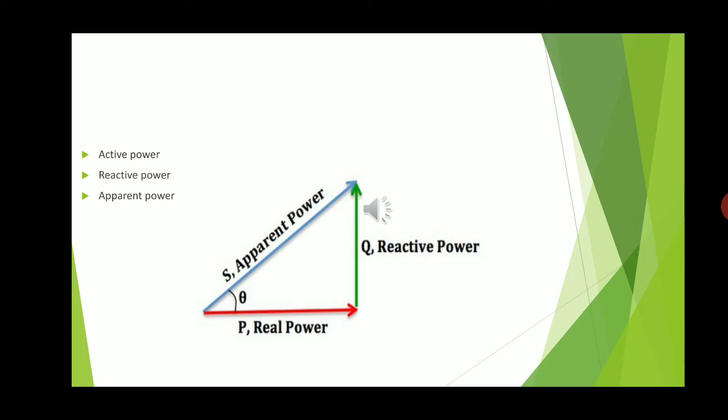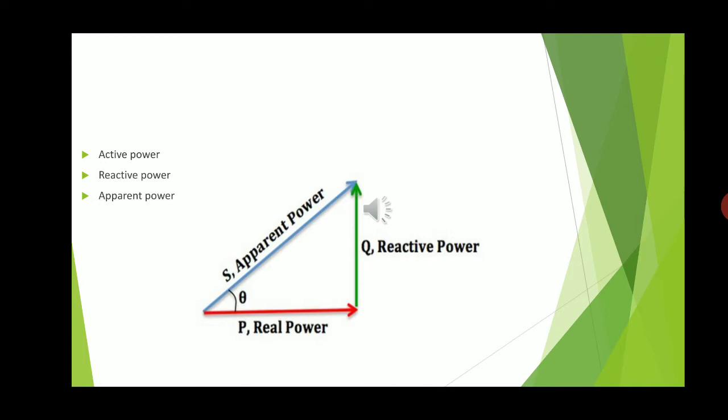So we can conclude that there is an inverse relationship between the reactive power and the power factor. The more the reactive power, the less will be the power factor. The lesser the reactive power, the more the power factor. If reactive power is maximum, then power factor is minimum, right? If power factor is maximum, reactive power has to be minimum.